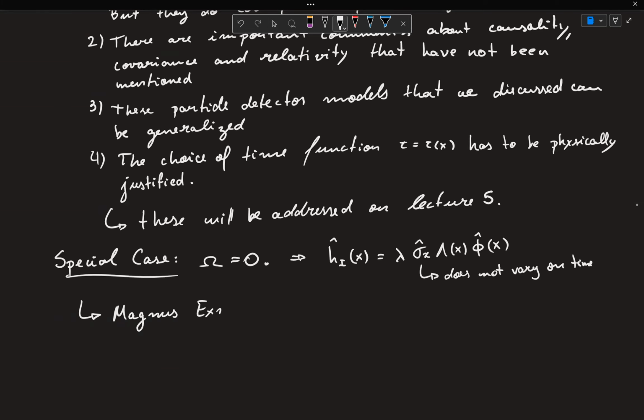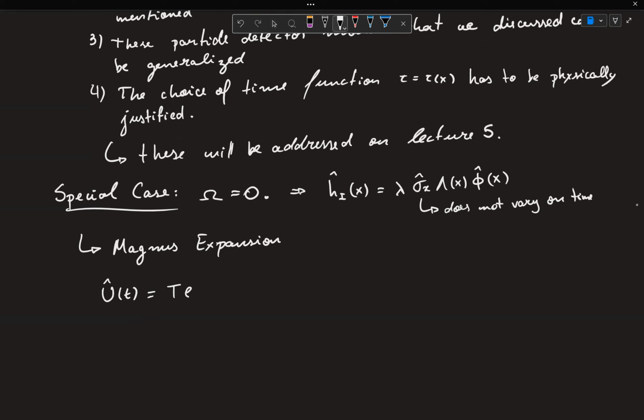So what is the Magnus expansion? The Magnus expansion states that if U of t equals the time-ordered exponential from minus infinity to t of dt prime of an operator, let's call it A of t prime, then this U of t can actually be written as the exponential of an infinite sum of operators B_n of t, where B1 of t is going to be the integral from minus infinity to t dt prime of A of t prime.